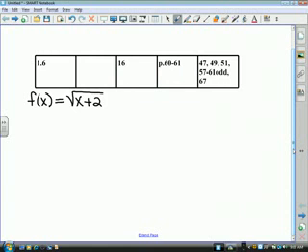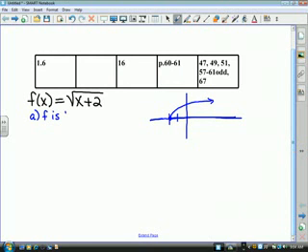Alright, well, looks pretty harmless. Now we all know that that's a square root function. Is it translated to the right or the left? Left 2. Looks something like that. Clearly 1 to 1, right? So f is 1 to 1.